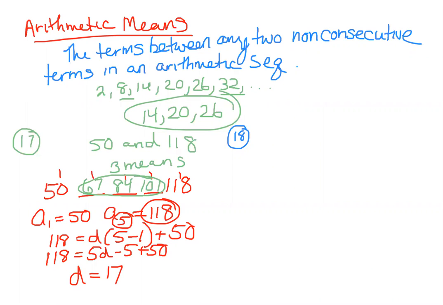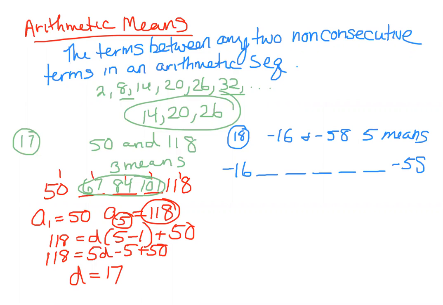We've got -16 and -58, and we want 5 means. All right, so we're going to set it up. We got -16, and we want 1, 2, 3, 4, 5, and then we need -58 right there. So we're going to say A1 equals -16, and 1, 2, 3, 4, 5, 6, 7. A7 equals -58.